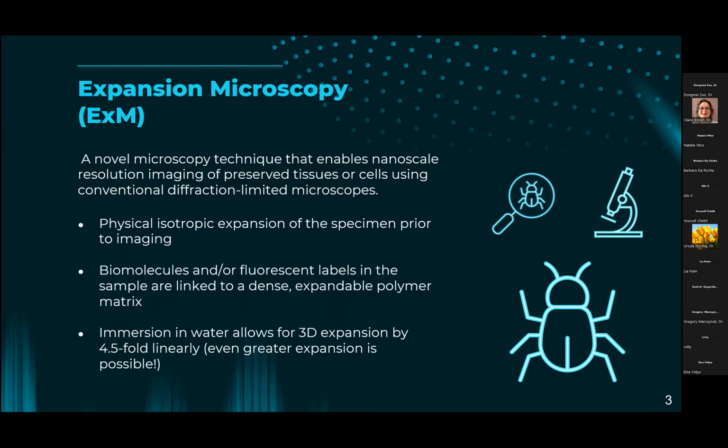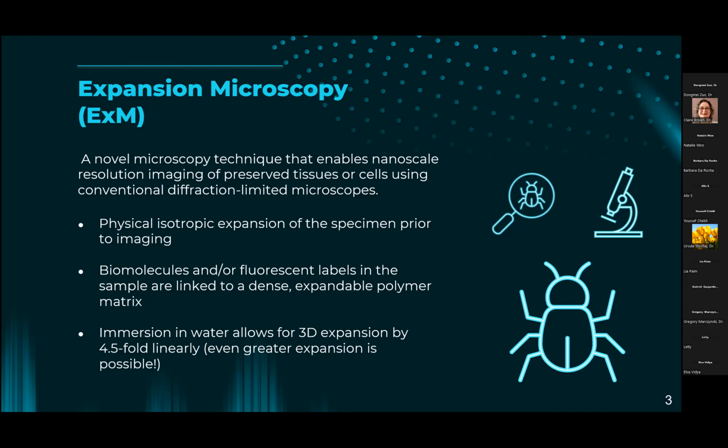There are other groups who have even tried a greater expansion, but at that point, your sample becomes very much like just water, and it's kind of like using chopsticks to pick up water. So it's really difficult to do. But yeah, the most common one would be the 4.5-fold linearly. And that itself already provides you with a lot of information if you're looking at it with conventional diffraction limited microscopes.